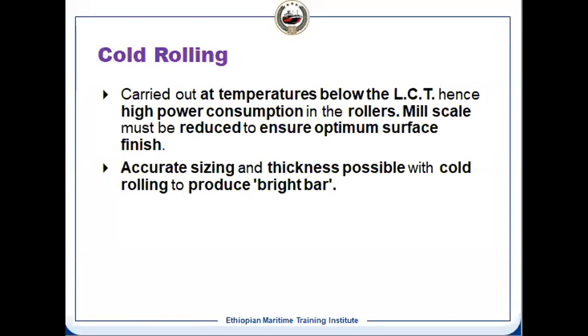Cold rolling is below the LCT. It means we increase the temperature a little, because without any temperature it will be very difficult to roll it. So we increase the temperature, but we don't go beyond LCT, that is the lower critical temperature, and then we do the same process, the rolling. By rolling, we give different shapes, so accurate size and thickness we can get. This is another process, that is the CRC I was talking about. It is the same, that is cold rolling coil.